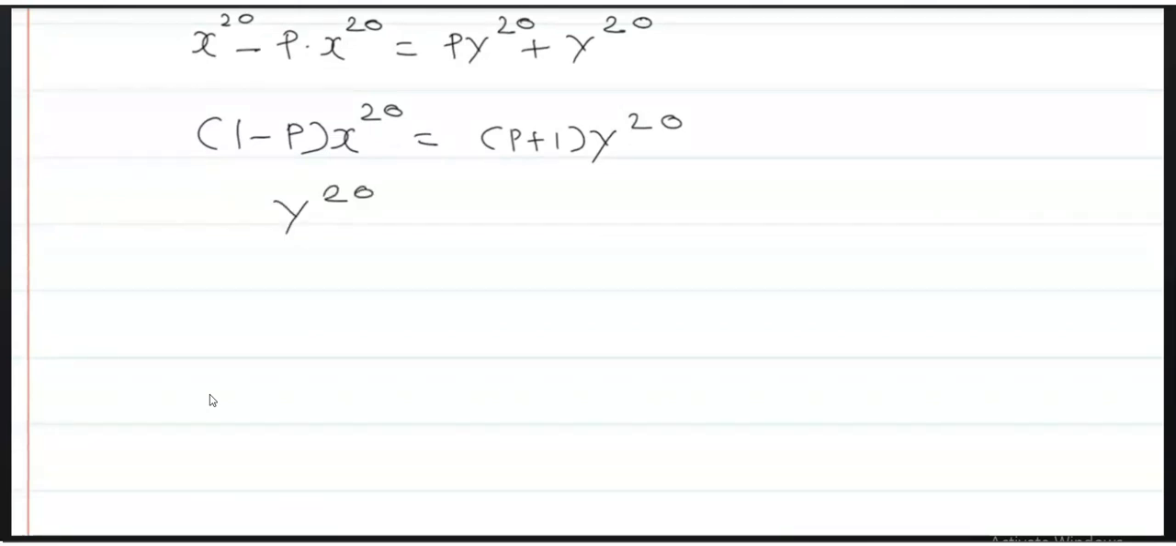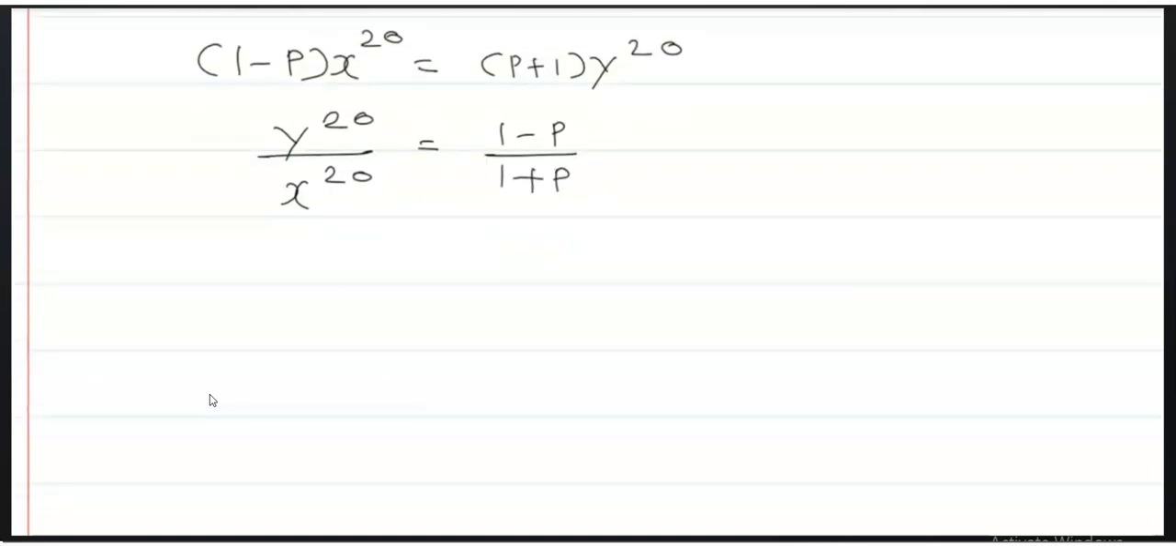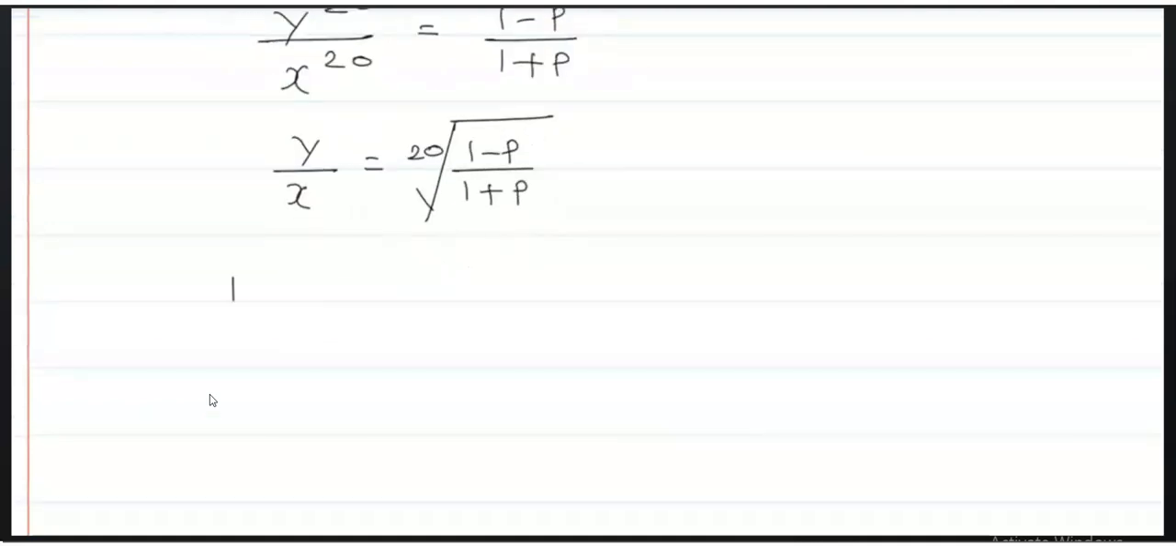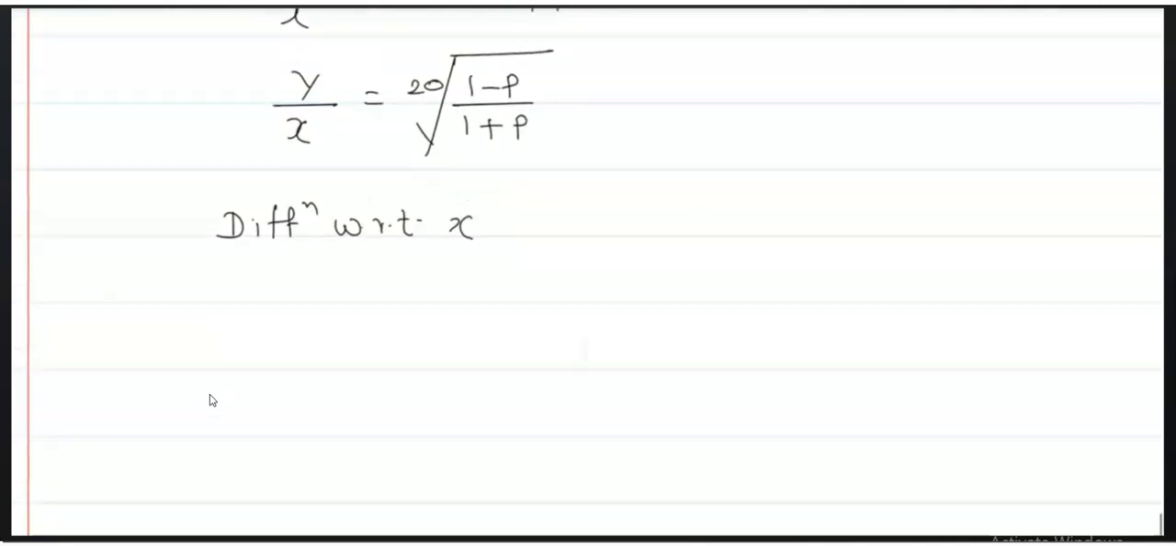Therefore, y raised to 20 upon x raised to 20 is equal to (1 minus p) upon (1 plus p). Take the 20th root, that is, y upon x is equal to the 20th root of (1 minus p) upon (1 plus p). It's a constant. Differentiate this with respect to x.